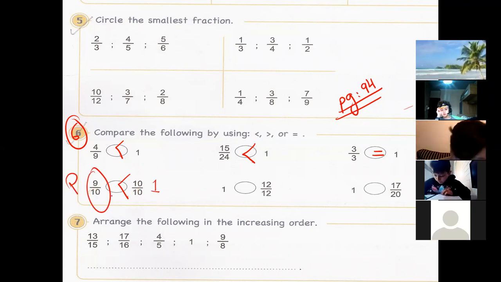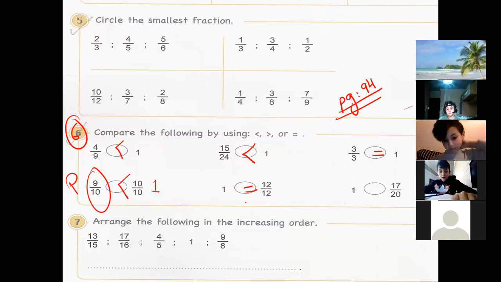Excellent. Now Hassan Jaber. That is correct. Come on, Hassan. 1 and 12 over 12. Equal. Excellent. Now Amir Oda.